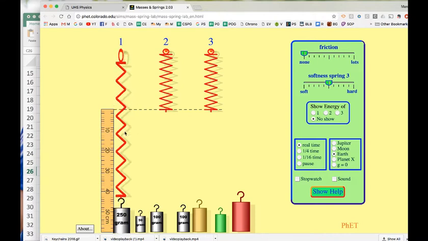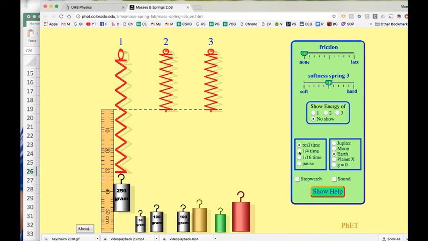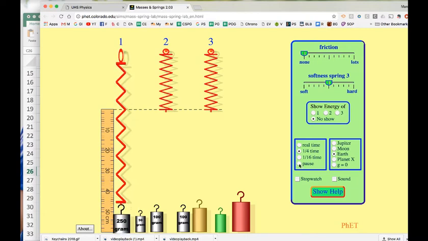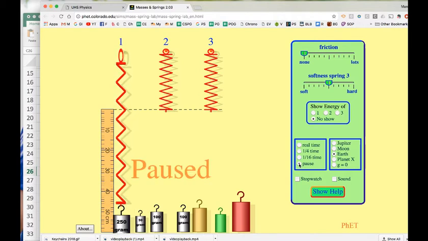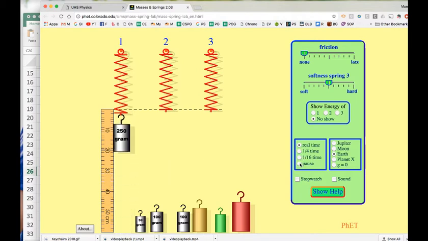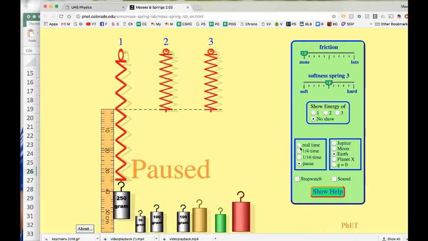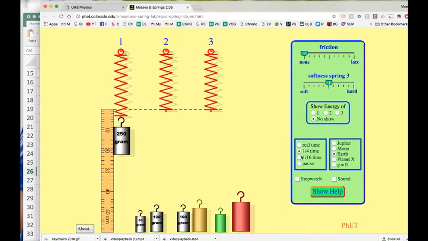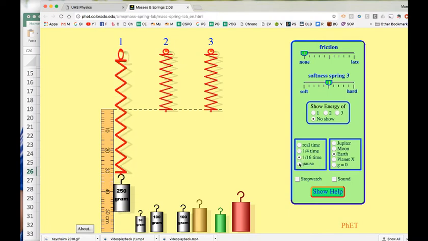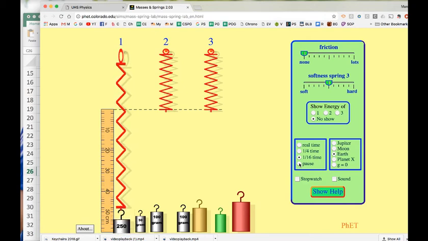Drop it. Okay, and I'm going to kind of close this like 1/4 time. And when it gets all the way to the bottom, I'm going to try to pause it and see how far it falls. That wasn't very good. Let's do 1/16 time. Okay, almost got to 50. We'll go ahead and call it 50. We'll say that it dropped 50 centimeters.